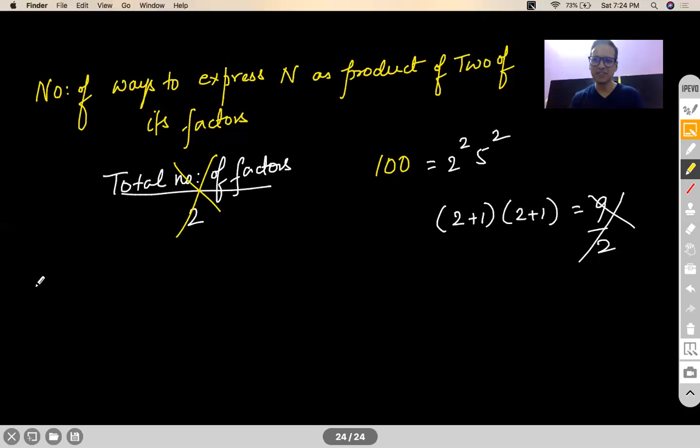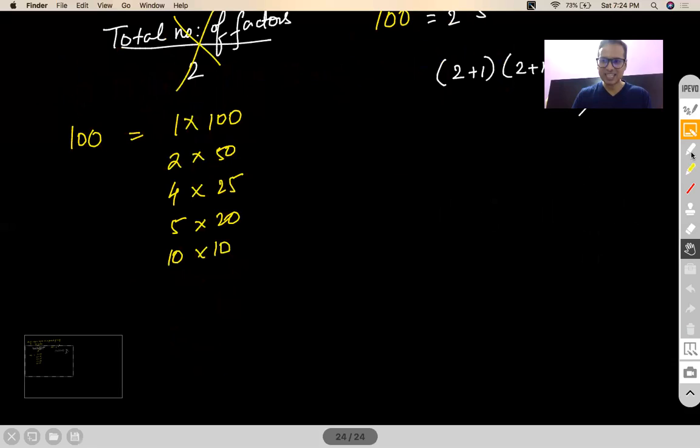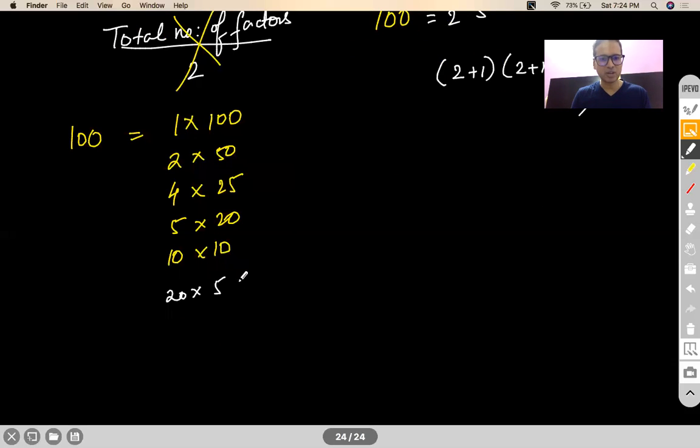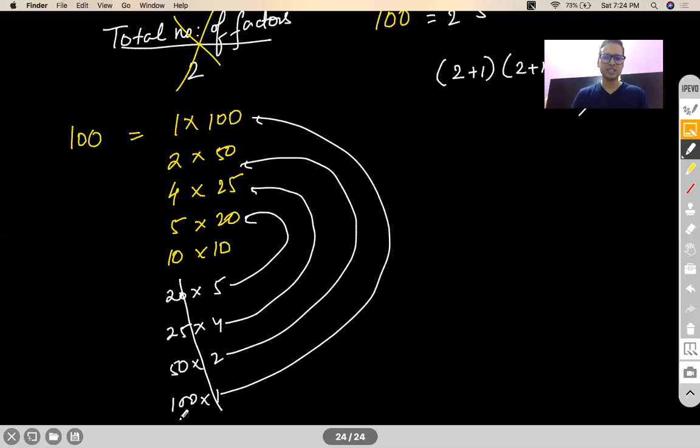You know why it fails? It fails because when you write 100, let me write it and show it to you. First is 1 into 100, 2 into 50, 4 into 25, 5 into 20. Then you'll have 10 into 10. And after that, you start repeating: 20 into 5, which is already the same as this, 25 into 4, 50 into 2, and 100 into 1, all already the same. So these will not be counted, correct? So your total number of ways will be 1, 2, 3, 4, 5.